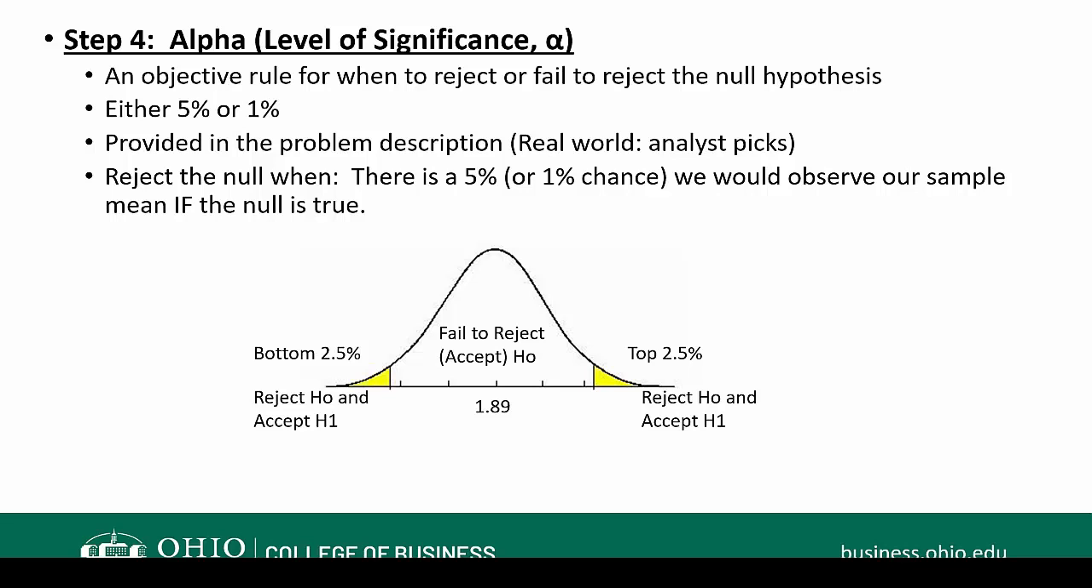These shaded areas are referred to as the rejection region. If the sample mean falls in the middle area, then we will fail to reject the null and conclude that the population mean, the current fill, is 1.89. The middle area is referred to as the fail to reject region.